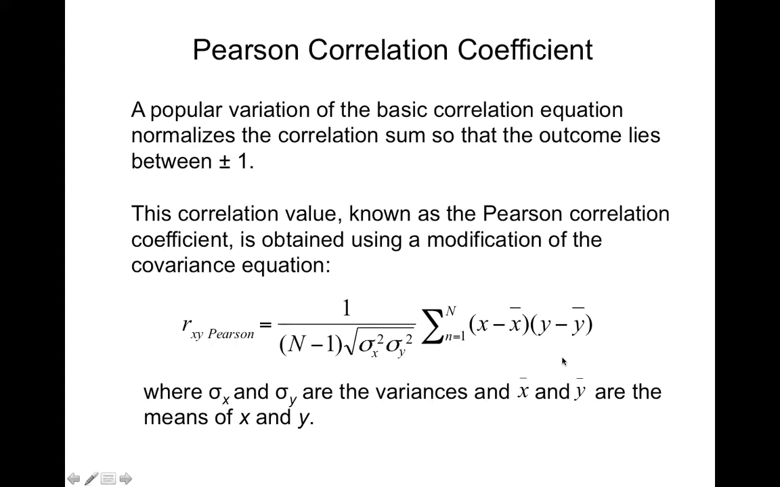Another variation of this is the Pearson correlation coefficient, and the nice thing about the Pearson correlation coefficient is that it normalizes the covariance. So basically, for the Pearson correlation coefficient, you use the covariance divided by the square root of sigma x squared times sigma y squared, where sigma x squared and sigma y squared are the variances. This is the covariance equation. And the reason this is nice is it gives you an outcome between plus and minus 1. That gives you some idea of, if you're working with multiple signals, sort of a frame of reference for how they correlate with each other.